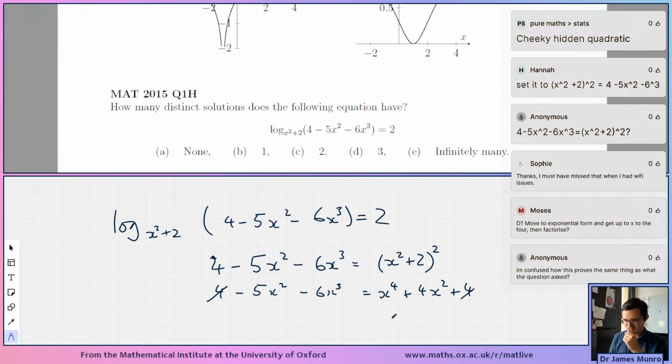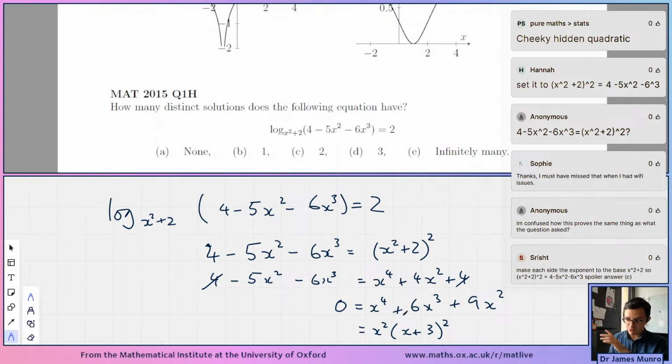So you get this kind of nice equation, which in chat, Pure Maths Greater Than Stats has told me is a cheeky hidden quadratic, especially if I write the terms in the right order. I should put the cube term next, shouldn't I? If I'm going in decreasing powers. There we go. And then I can write down my 9x squared. I've spotted that this is this.